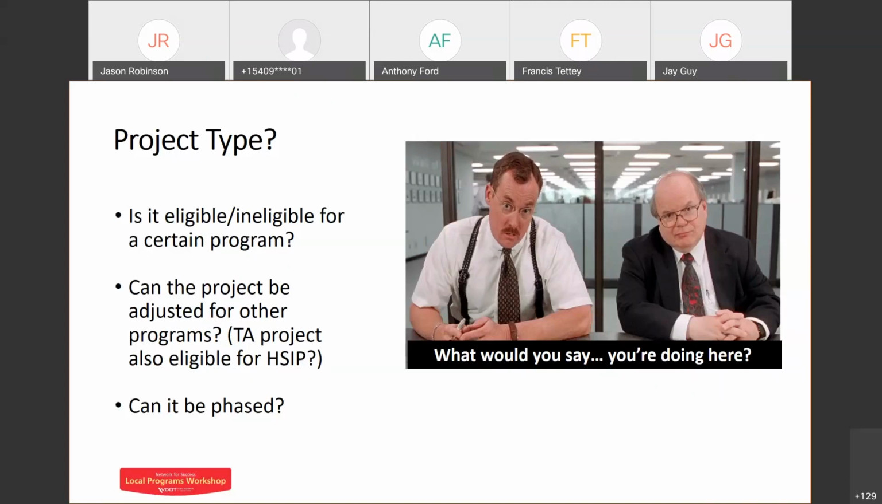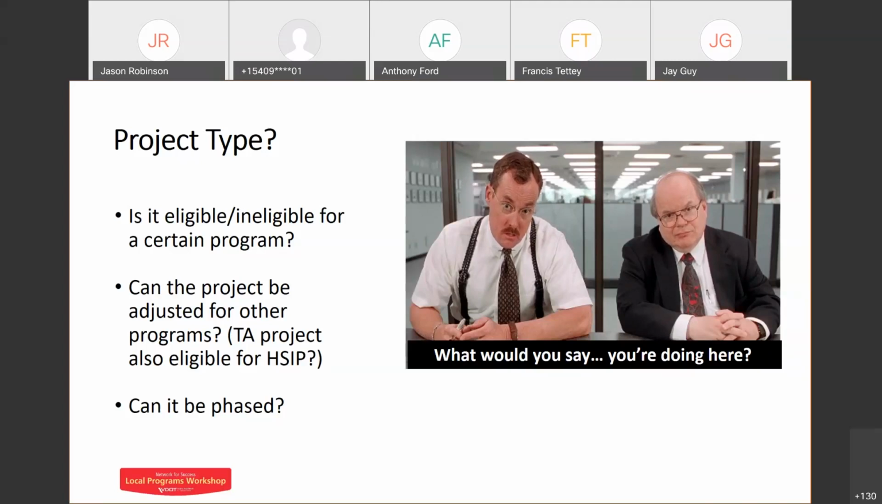Now, we know HSIP is kind of being reevaluated for policy changes that Anthony mentioned. It's not really open to the localities at this moment, but that won't always be the case. And of course, he said we're focusing more on systemic solutions rather than spot improvements. So can you maybe create a systemic project out of what you were going for? Maybe it wasn't originally intended to be systemic, but could you adjust it some to accomplish something similar?